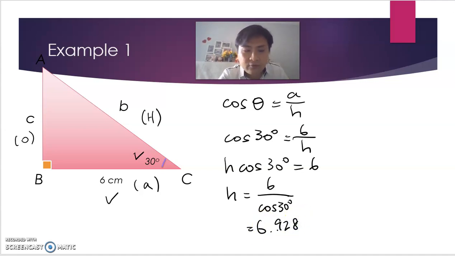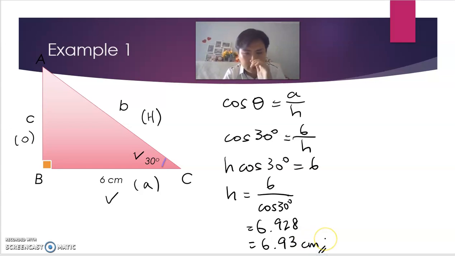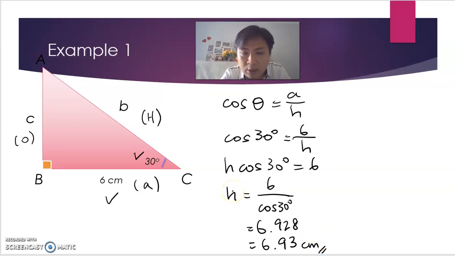Okay. For math, usually if the degree of accuracy is not stated, we will round off to 3 significant figures. In this case, H will be 6.93 cm. Okay? But don't just leave it as H because the question is B. So now you write here B equals 6.93 cm, and that's our answer. Okay, are we clear about this?